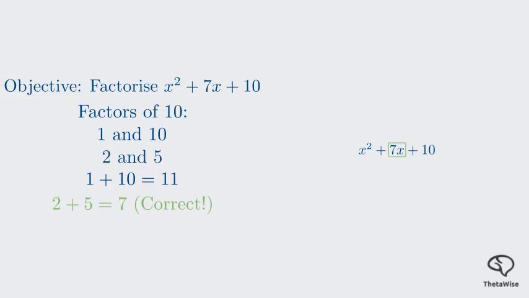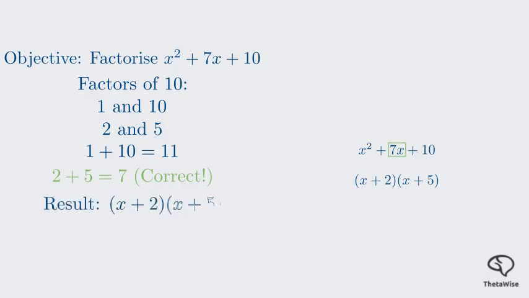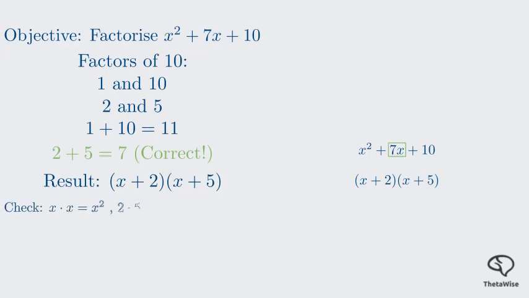1 plus 10 is 11, so that is not it. 2 plus 5 is 7. This is our pair. Now we set up our two brackets. Since it is an x squared term, we place an x at the start of each bracket. Then, we simply drop our two numbers, positive 2 and positive 5, into the brackets. You can always check your work by expanding the brackets back out. x times x is x squared, 2 times 5 is 10, and the middle terms, 2x and 5x, add up to 7x. We have met our first goal.